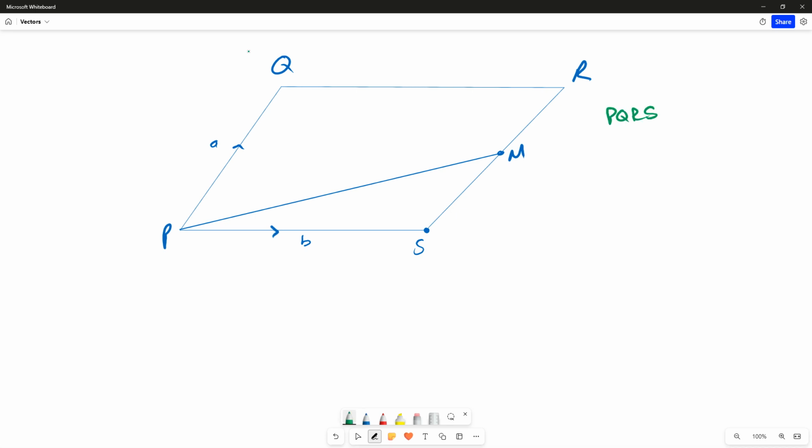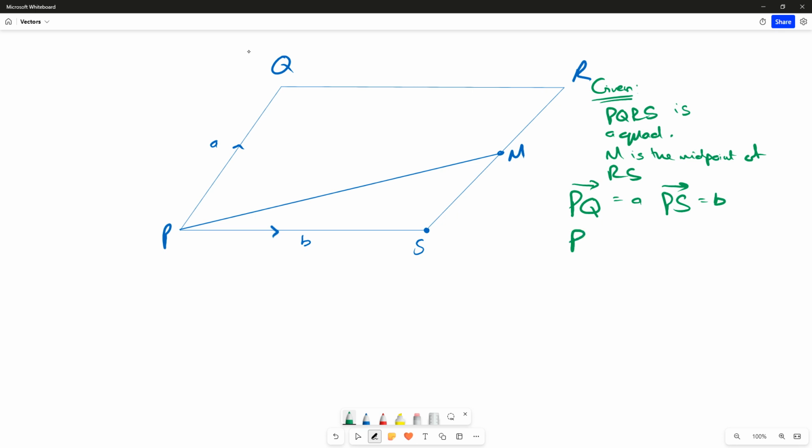The question says PQRS is a quadrilateral. And this is what's given to us. The information, PQRS is a quadrilateral. We can see that it's 4 sides, right? Is a quad. And it says M is the midpoint. As we suspected, they normally use M as a midpoint. M is the midpoint of RS. Now PQ is given as A. We can see that PS is given, and it's from P to S, is given as B.